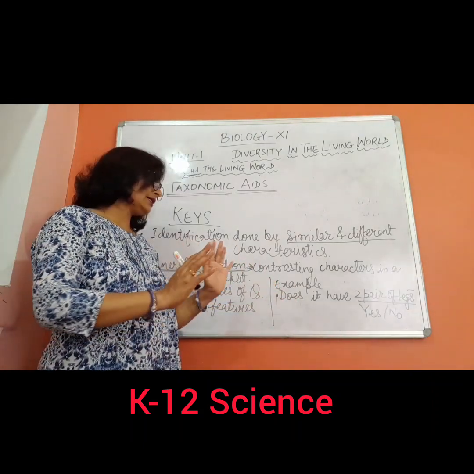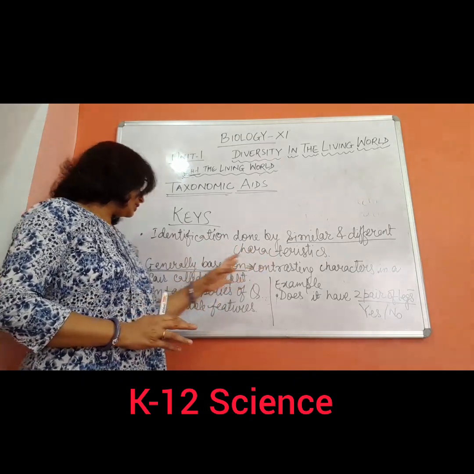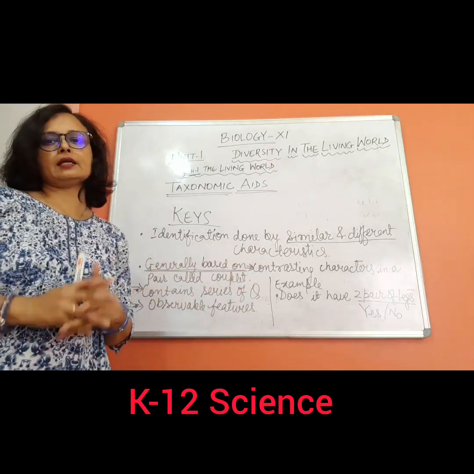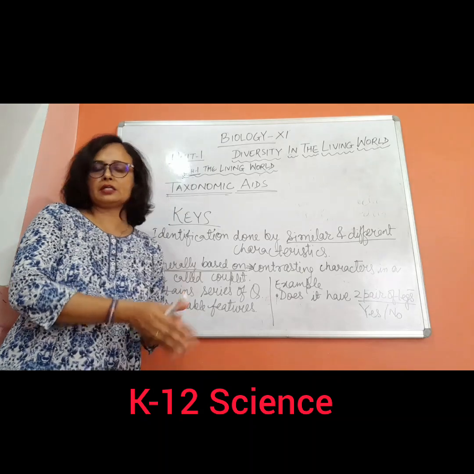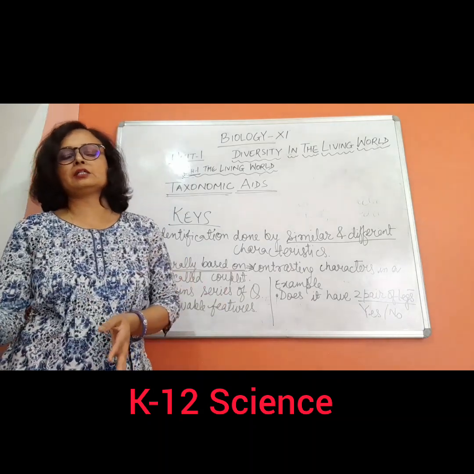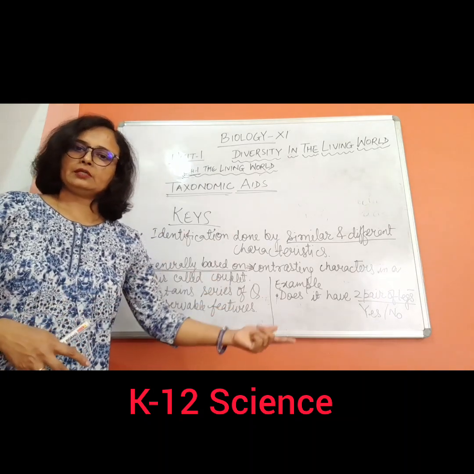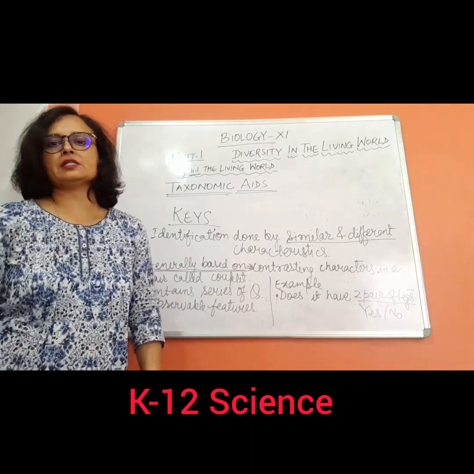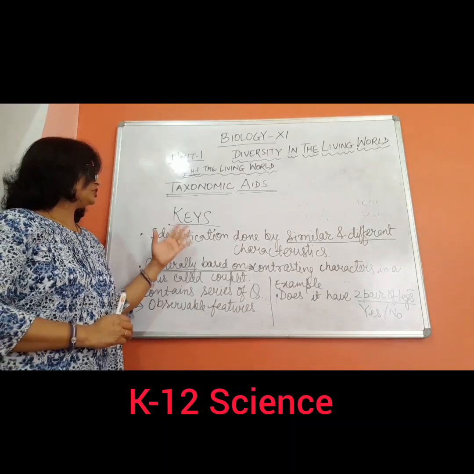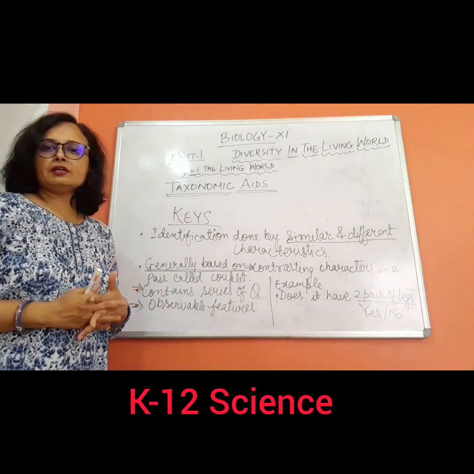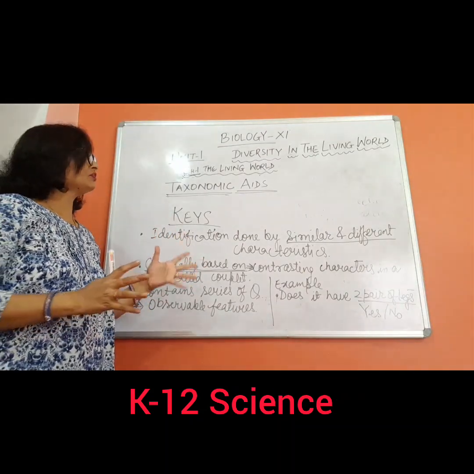Like this, there are questions based on contrasting characteristics, and of course one organism might have one kind of character, another might have another kind of character, and at the end we can find out what the name of this organism is and what the name of that organism is. So this is how we can identify and study different kinds of living organisms.